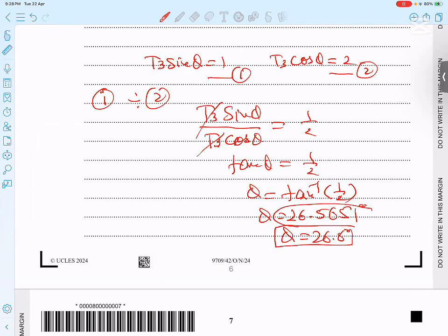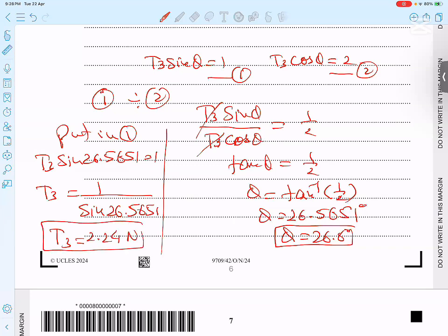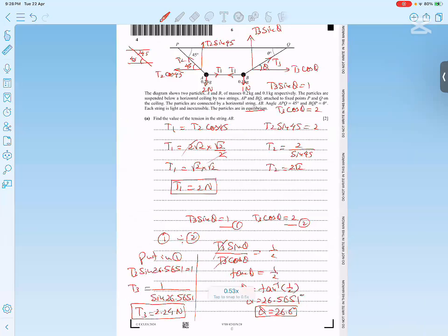But if I use this rounded answer in any one equation, here or here, I can get the tension value as well. So put it in equation 1: T3 sine theta, with 26.5651, equals 1. So T3 becomes 1 over sine of 26.5651. If I type in the calculator 1 divided by sine of the answer, I will get my tension, 2.24 newtons. I hope the concept of this question is completely clear.